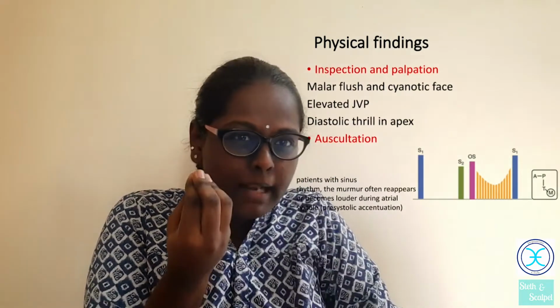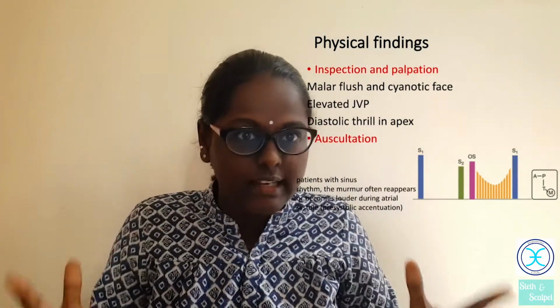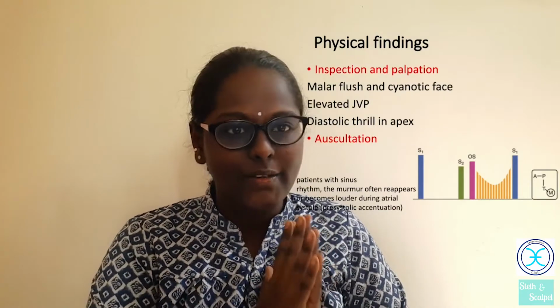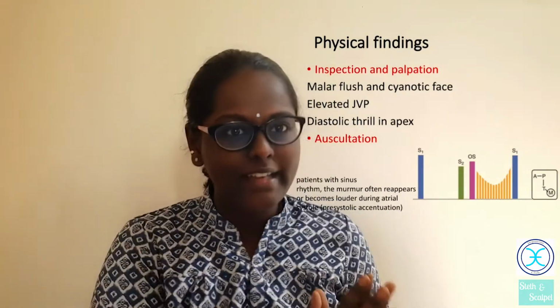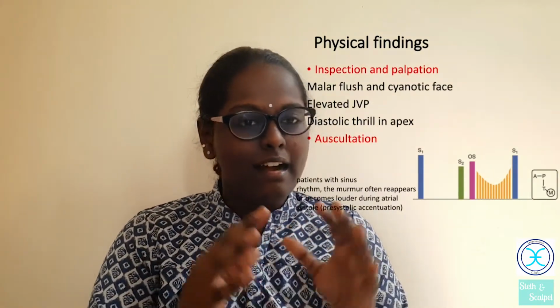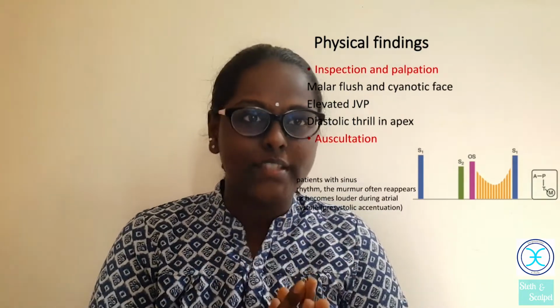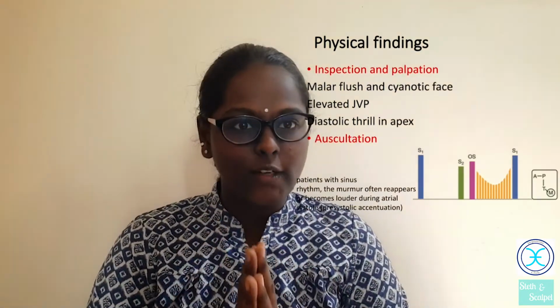So when high pressure blood enters, it will be like a "shh" sound. So that is the diastolic murmur that will be there. This is what normally happens in the heart due to mitral valve stenosis. So these are the auscultatory findings.